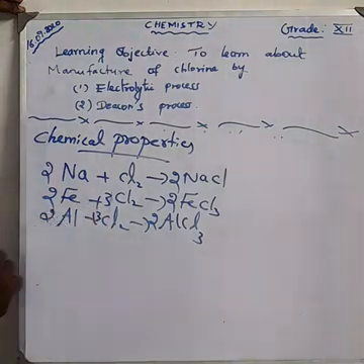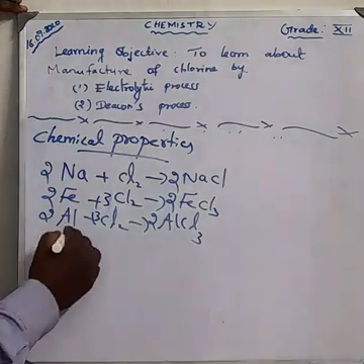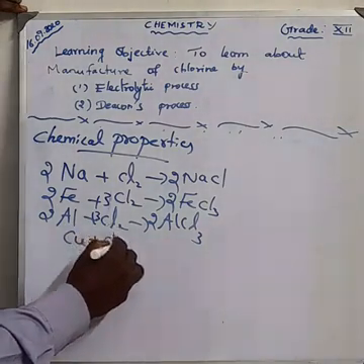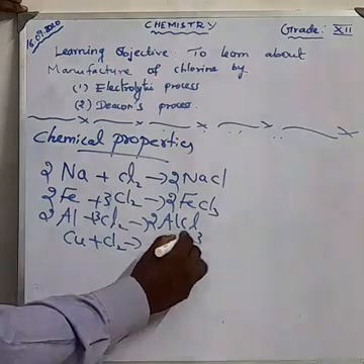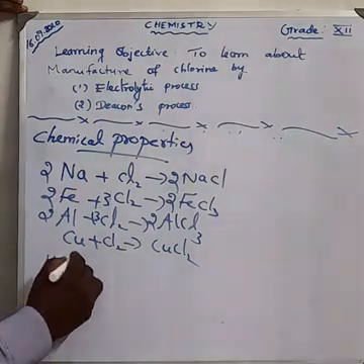3, 2 here, right? Now the equation is balanced. Next, about copper. Copper reacts with the chlorine to form CuCl2, copper chloride. Okay. Next, about hydrogen combines with the chlorine.